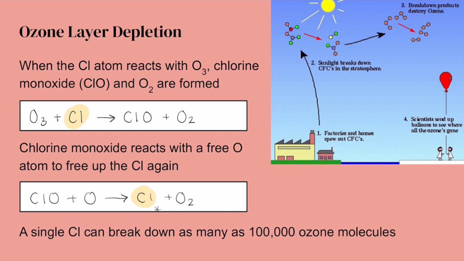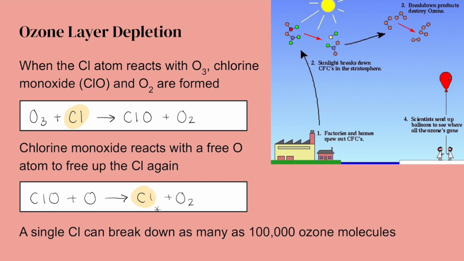So a single chlorine atom can break down as many as 100,000 ozone molecules. That means if one CFC is released into the atmosphere and it releases a chlorine atom, that atom has some really big implications on our ozone layer. This depletion of ozone allows more UV radiation to reach Earth's surface, which causes harm to organisms. It reduces photosynthesis, and it causes skin cancer and cataracts in other living organisms.